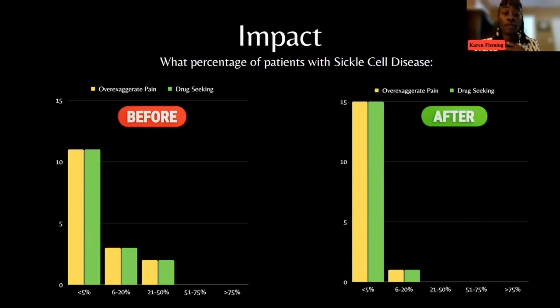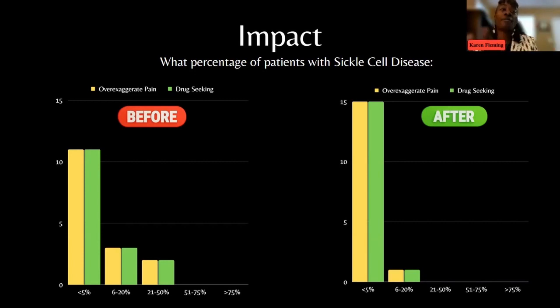On the left-hand side, you will see over-exaggerate pain is yellow and drug seeking is green. Before people played the game, sorry, I didn't tell you, I had 20 individuals test the game first. So emergency staff, nurse educators, an e-learning specialist, a quality improvement specialist, and a patient. I had a range of people test the game. Before, on the left, you'll see the yellow bars, less than 5%, 6 to 20%, 21 to 50%. Most people are on the left, and same with drug seeking, which spreads across each of those towers.